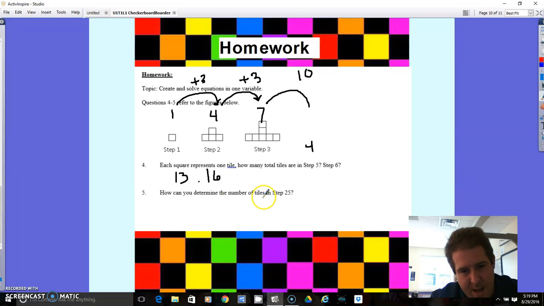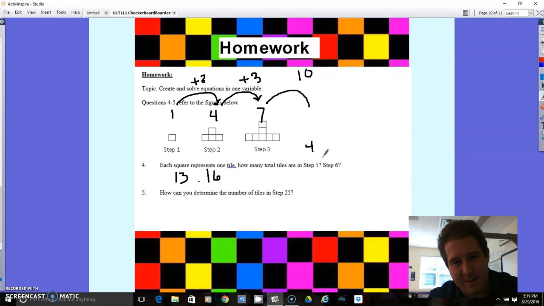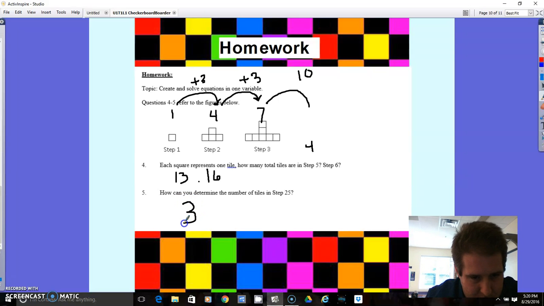How can you determine the number of tiles in step 25? Now, I don't want to continue this, even though I can keep adding by 3, because that's going to take me quite a long time. So I need to find an easier way of finding that answer. An easier way would be to find the expression. The expression is always the amount being added to the pattern, which in this case is 3, multiplied by the amount of times that you added it.